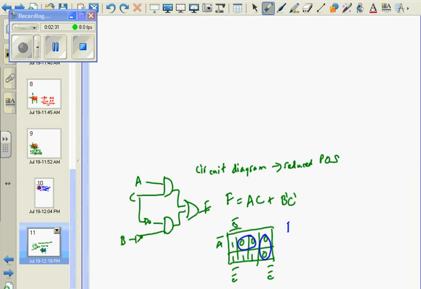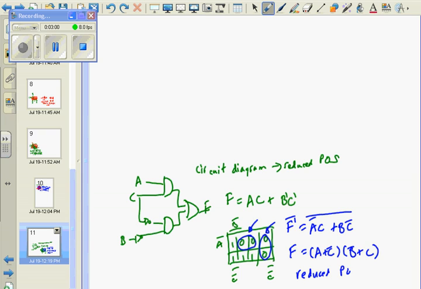So we're going to write the expression for F naught. This first one is going to be A naught C, or the second one is B C naught. We take the complement of both sides and apply De Morgan's law, and we get A or C naught, ANDed with B naught or C. And there we have our reduced POS. Cool. So, like I said, you should be able to go from one form to another form, etc.